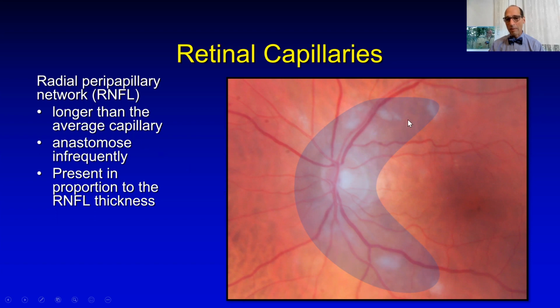The capillaries tend to be long and parallel, and they don't anastomose very commonly. And they're present in proportion to the nerve fiber layer. So where the nerve fiber layer is thick is where this capillary network is. And they can infarct when the circulation's bad and you get the spots.